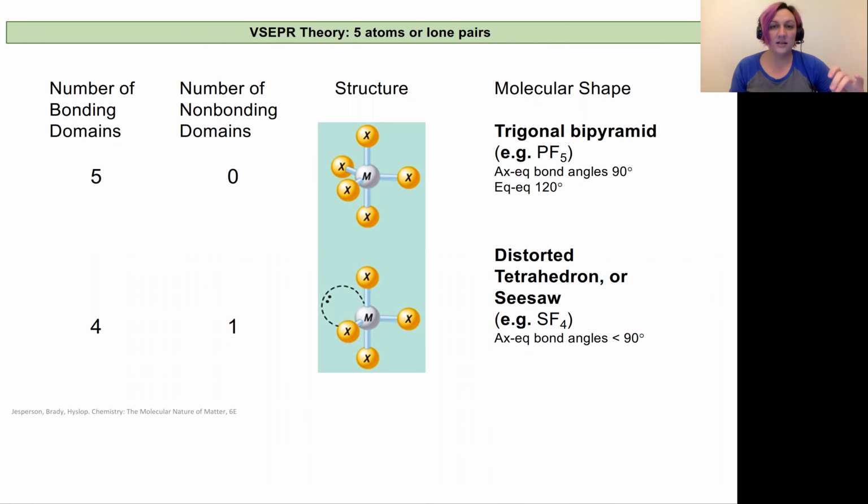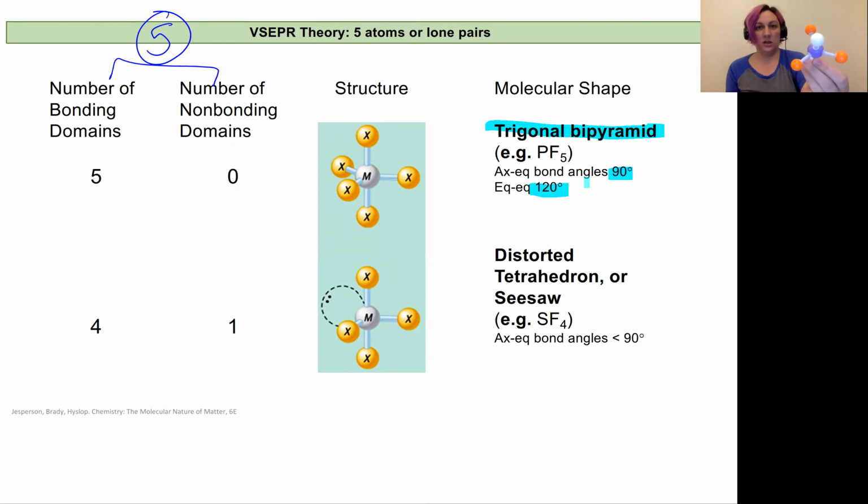All right, let's move on to things that have 5 electron groups instead. So here we go. So the structure that we looked at before was this trigonal bipyramidal one, right? So it has 5 things bonded to a central atom, and we call it trigonal bipyramidal. And it has bond angles of 90 and 120 degrees.